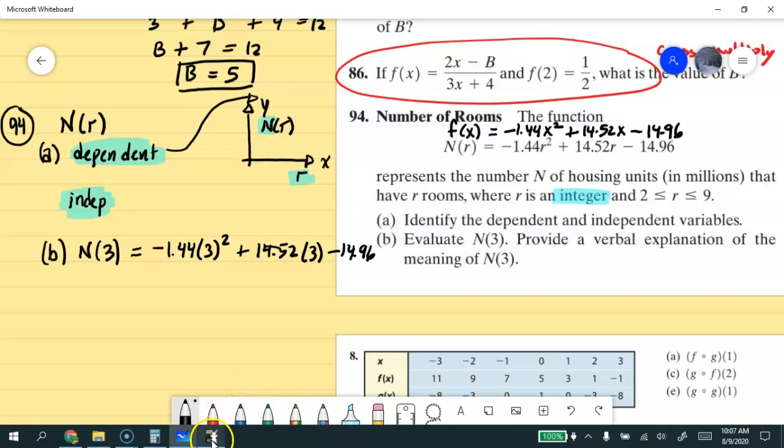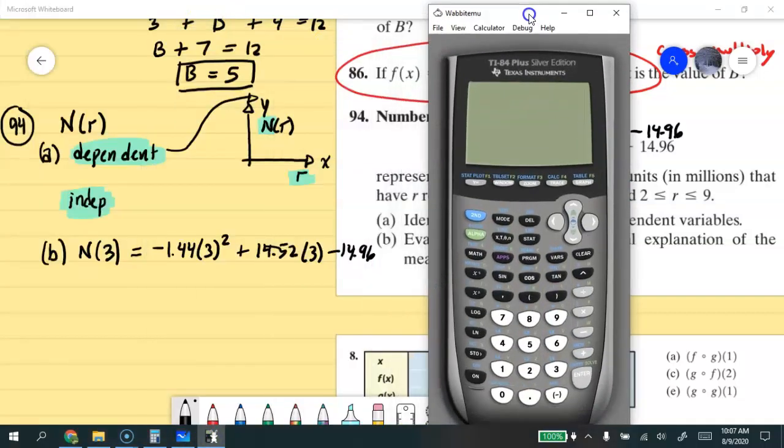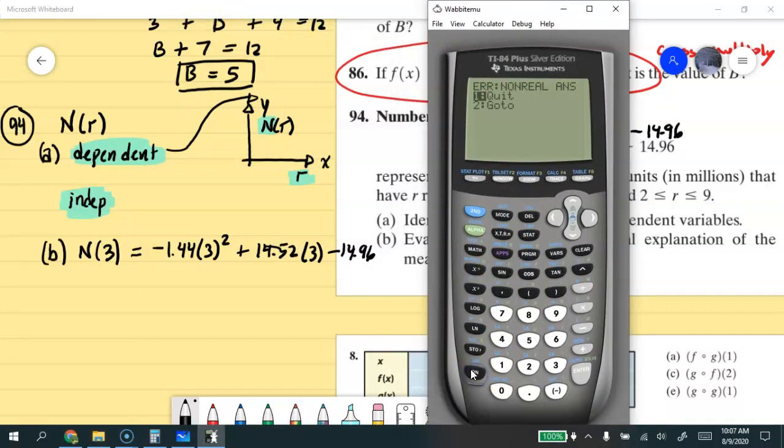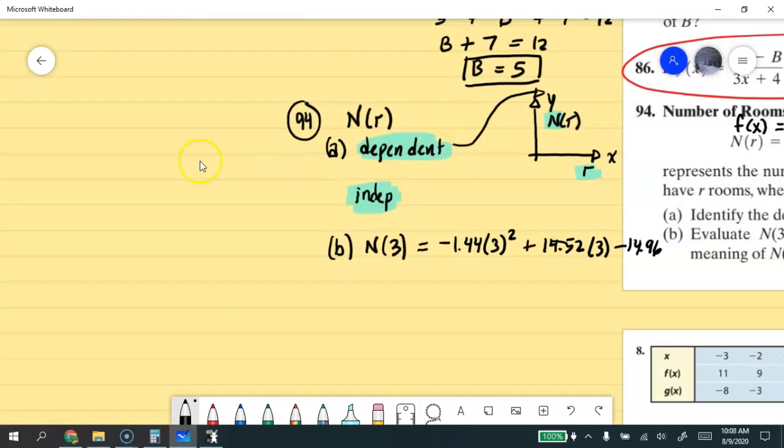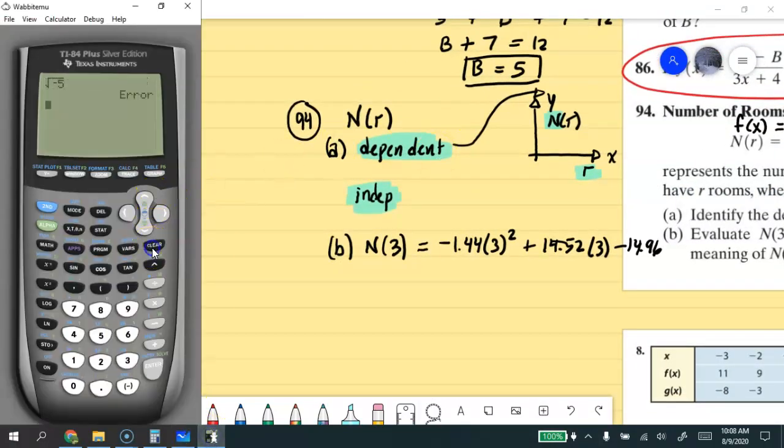All right. Now you may pick up a calculator and you may type this into a calculator. It would probably be a lot easier. So in a calculator, let's go ahead and write this in. Let me just move this a little bit so that the calculator is visible. All right, so here goes. Negative 1.44 times 3 squared plus 14.52 times 3 minus 14.96. All right, and you end up with 15.64.